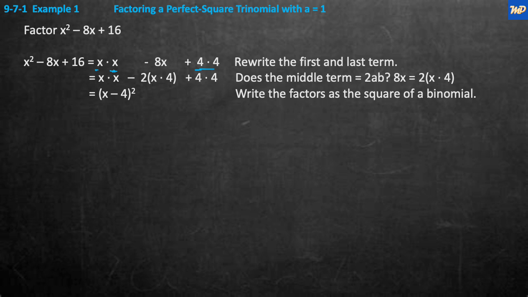See it right here. Does the middle term, 2ab, equal that? 8x is equal to 2 times 4, x times 4. Okay, so now that we've done this and we can break it this way, we can write the term as x minus 4 squared. And we're done. That's factored. We factored it completely. It's a perfect square trinomial.